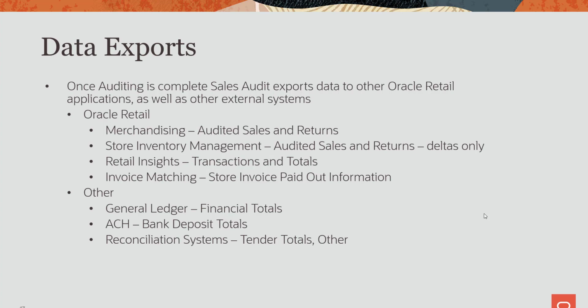Additional exports to external applications include an automated clearinghouse, or ACH, output for anticipated bank deposit totals, and other export for account reconciliation that includes totals for things like bank deposits, lottery tickets, credit card totals, etc.